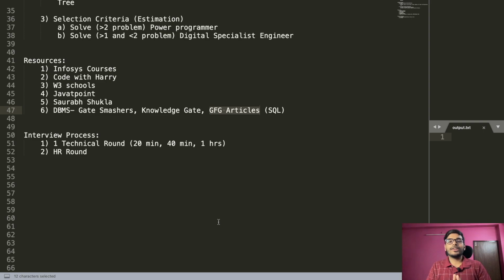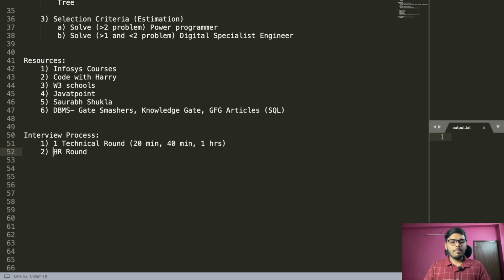If you are getting selected for system engineer, the first one, the round will be around 20 minutes. If you are selected for digital specialist engineer, then the round will be around 40 minutes. If you are qualified for power programmer, then you are going to have around 1 hour of interview, right? So you can think of the difficulty level like easy, medium, and hard level of interview process.